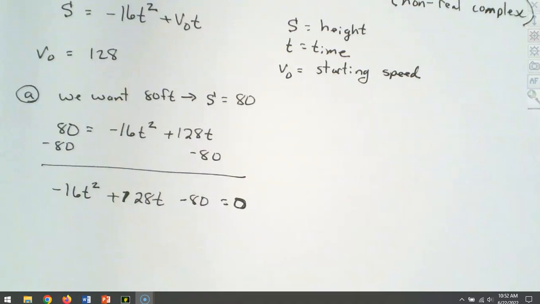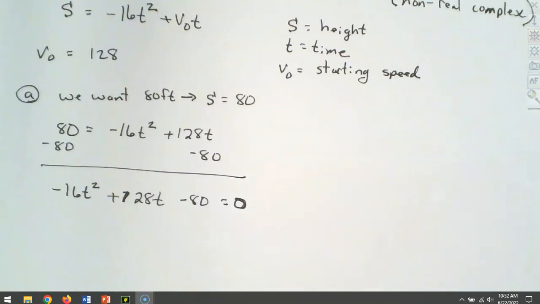Does 16 go into them all? Let's see. 128 divided by 16, I think that'll work. Yep, that's 8. 80 divided by that 16, that's 5. So it looks like we can divide everything by 16.